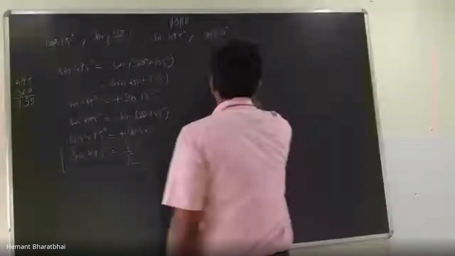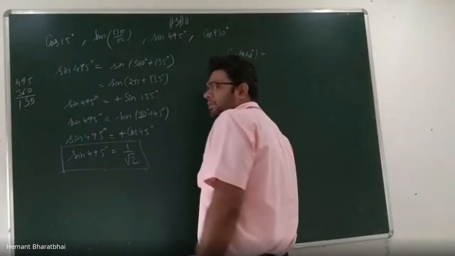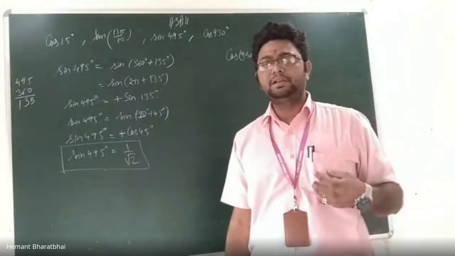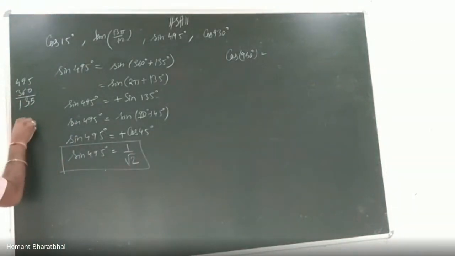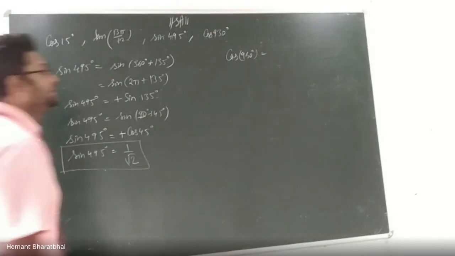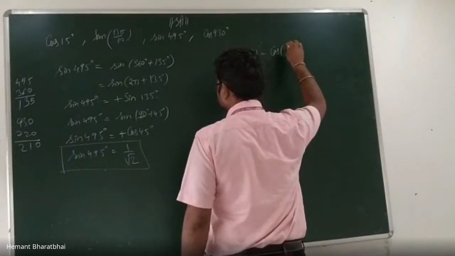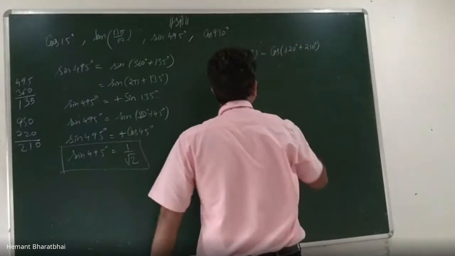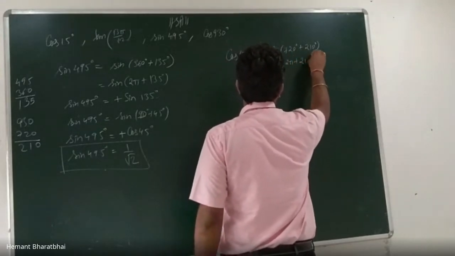Similarly, let's find out cos of 930 degrees. Again, one circle means 2 pi, that is 360 degrees. If I am rotating 2 times, 360 into 2, that is 720 degrees. What I am doing is 930 minus 720. So therefore, I can write it as cos of 720 plus 210 degrees. So that will give me cos of 2 pi plus 210 degrees.